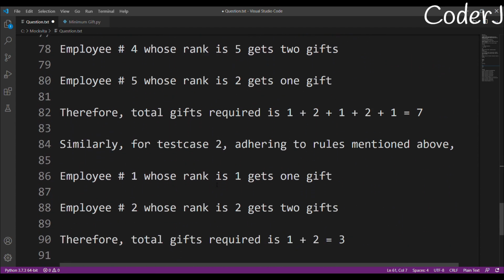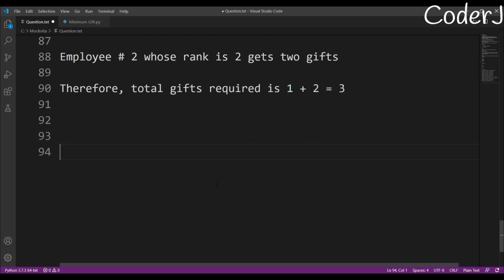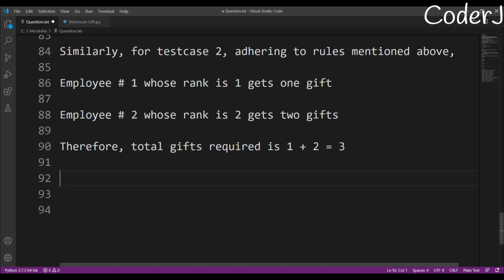But not to our very huge surprise, this will fail. This will miserably fail. Okay, now let's try our approach on a new test case that we have devised ourselves. Let's suppose that the ranks are in this order: 1, 4, 5, 7, then 2, and then 1. These are the ranks, and now I have to distribute my gifts.